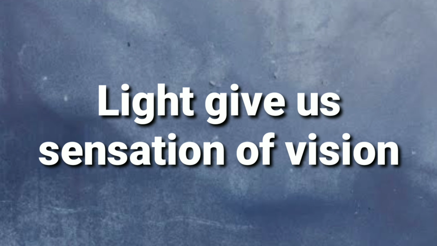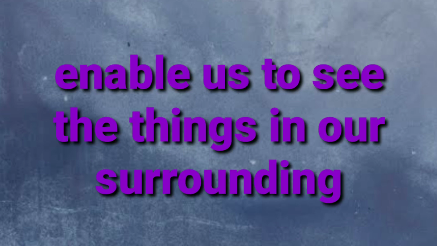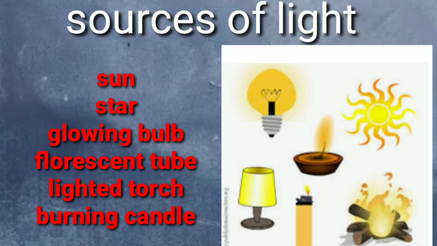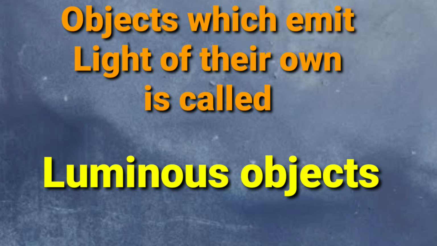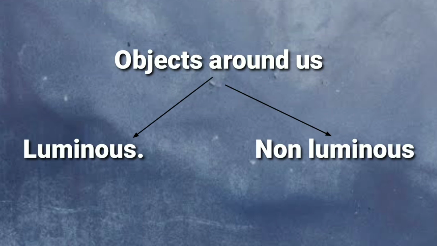It gives us vision. It enables us to see the things in our surrounding very clearly and helps to recognize their color too. We can see the things in presence of sun, star, glowing bulb, burning candle, torch, even when it is switched on, because they emit light. So objects which emit light can be a source of light and they are called luminous objects. Objects around us can be classified in two categories, luminous and non-luminous.